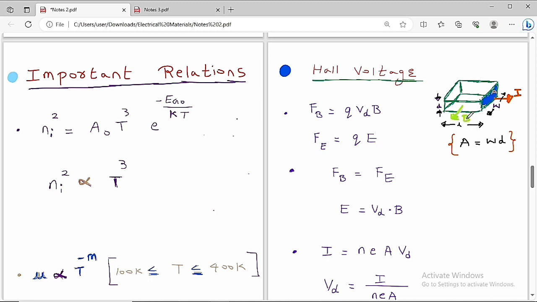So because of this, what is going to happen? The charged particles are present in the semiconductor. Whenever current is passing, what is the meaning of current? The charged particles are moving.